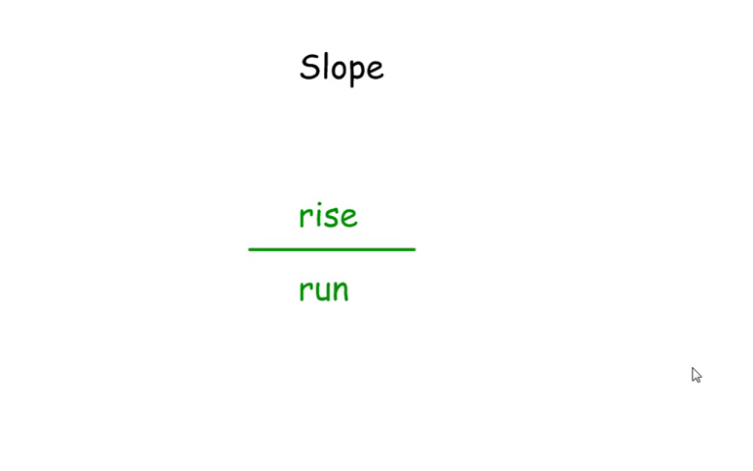We also know slope to be y2 minus y1 over x2 minus x1. Subtract the y coordinates, then divide that by subtracting the x coordinates. Well, another way we're going to define slope today is the rise over the run. Okay, so let's look at a couple examples.